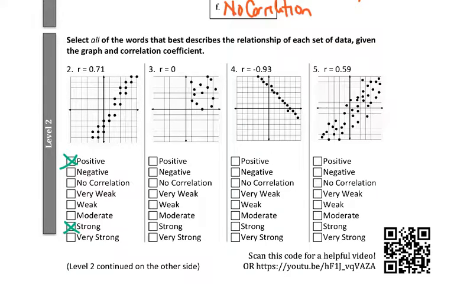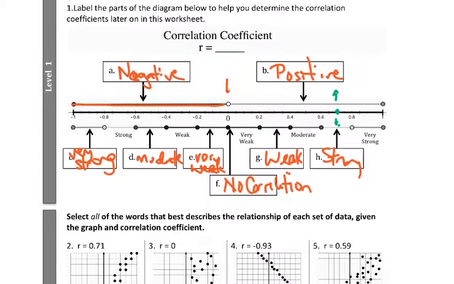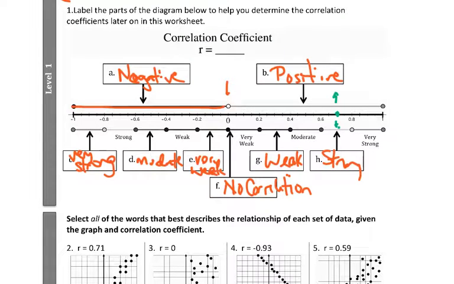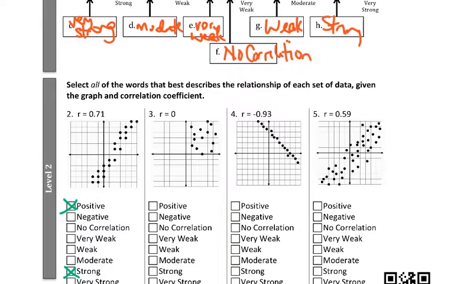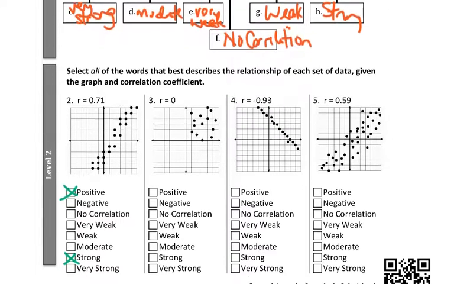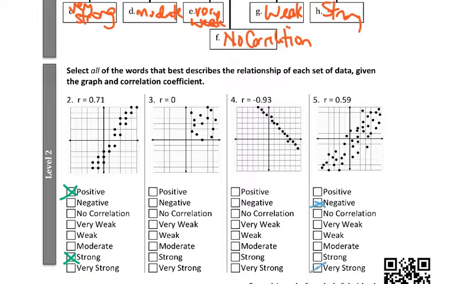Alright, now let's look at number 4. Number 4 has -0.93. So -0.93 is about right here. From that, we know that the correlation is negative and very strong. Look at how those dots are falling into this perfect line. There's a very strong relationship happening there, and it's going downwards, so we know that it's negative.